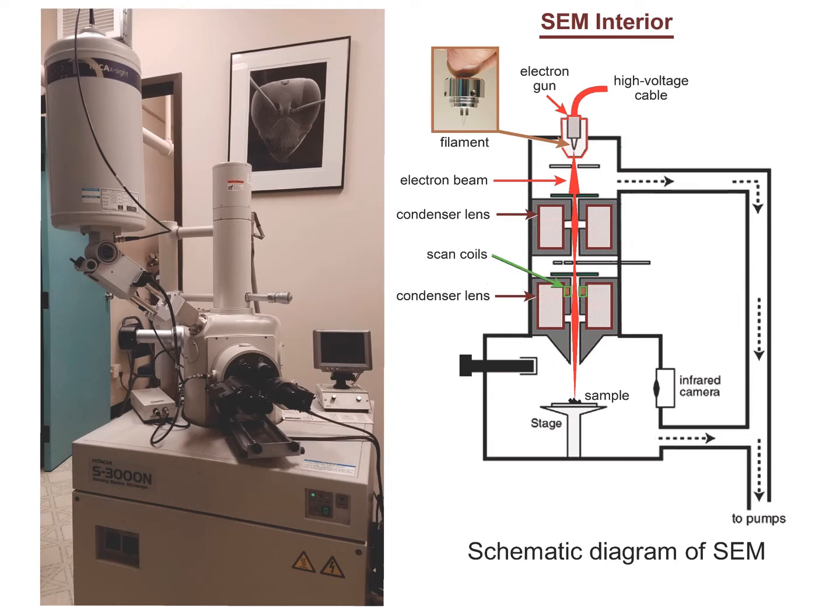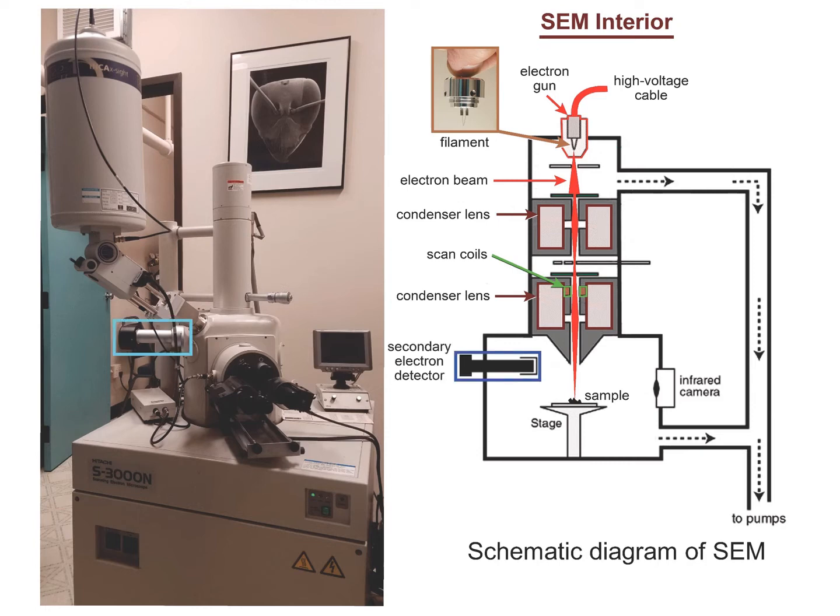The narrow beam of electrons hitting the sample in the chamber also needs to be controlled such that the beam rapidly scans back and forth over the surface of the sample. This scanning process is controlled by what are called scan coils located in the column. This is why this type of microscope is called a scanning electron microscope.